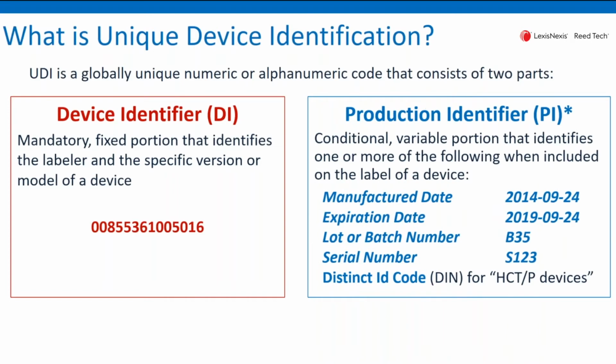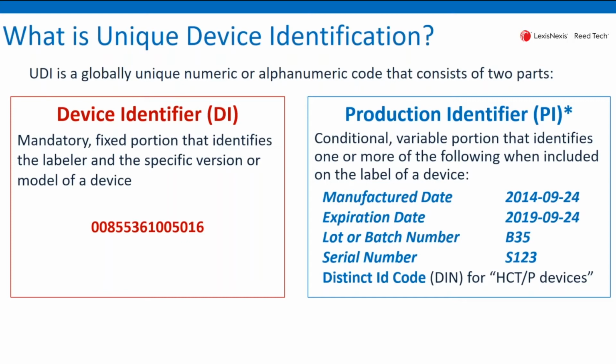The second portion is that production identifier, and that is conditional on whether or not those particular items are on the label. So a manufacture date, expiration date, lot or batch number, serial number, or distinct ID code, infrequently used, by the way, primarily for devices that have human cell and tissue products. If any of those particular identifiers are on the label, then the condition is such that it needs to be included in the UDI.